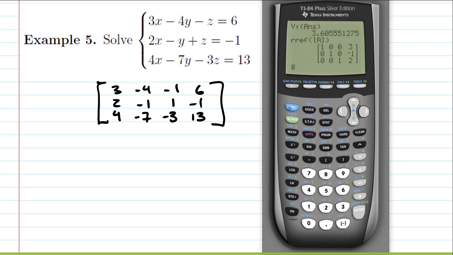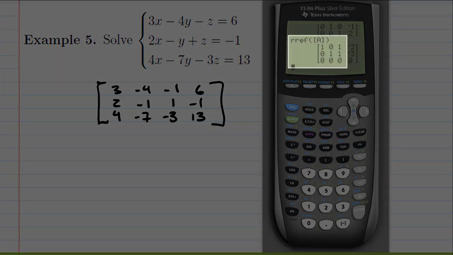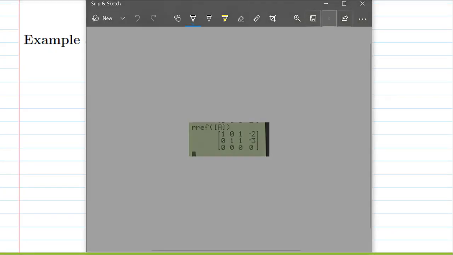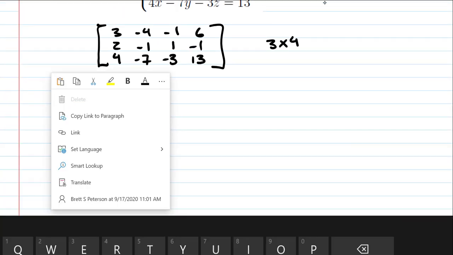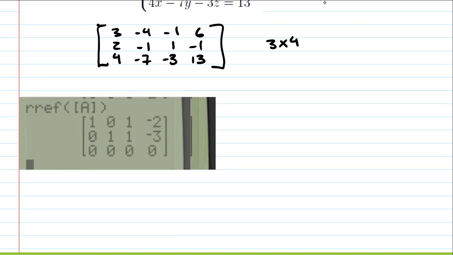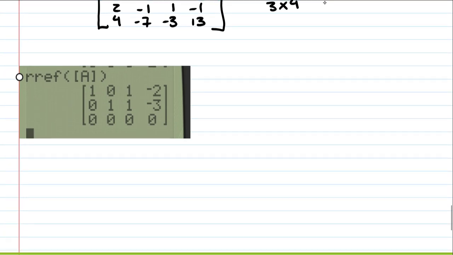Then we go back to our matrix menu, down to RREF. Second matrix, we select A again, and we get the following output from our calculator. So our matrix, once again, is in reduced row echelon form, but it's different. The first thing we're going to notice is we don't have 1s on the main diagonal.